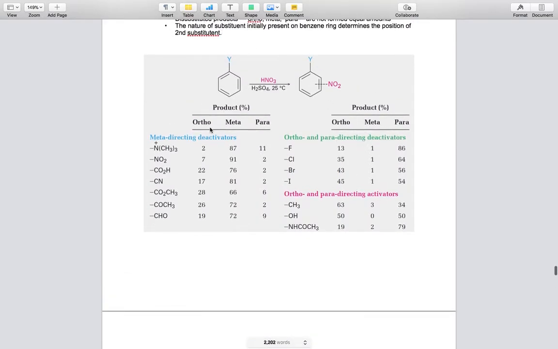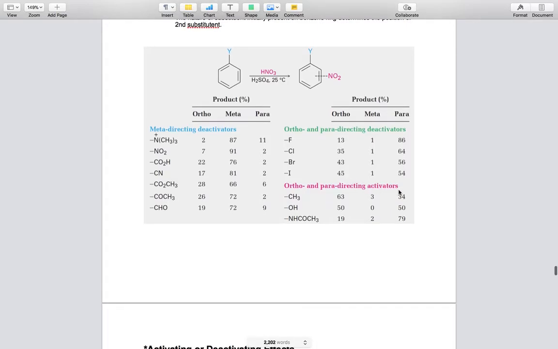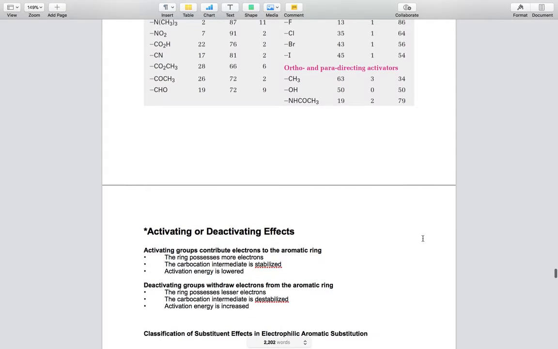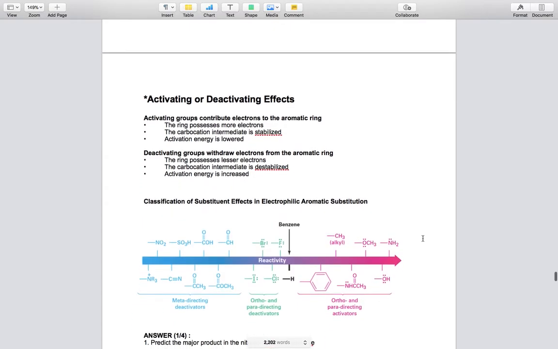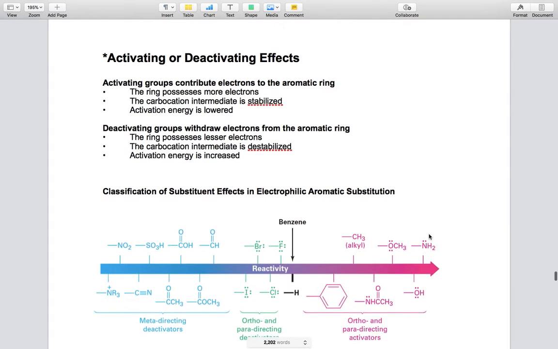So, since I have already shown you kung paano gamitin tong mga meta-directing deactivators and ortho and para-directing deactivators and ortho and para-directing activators, let's proceed kung ano nga ba ang ibig sabihin ng mga activators na to at deactivators na to. So it's another concept. So pag sinabi natin activating or deactivating, ang meaning lang niyan guys is their reactivity. So for activating groups, ito yung kanilang mga characteristic.